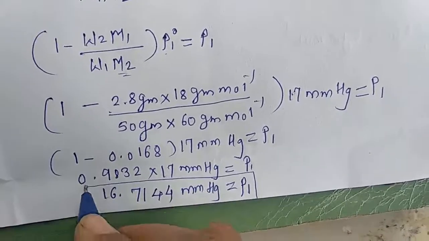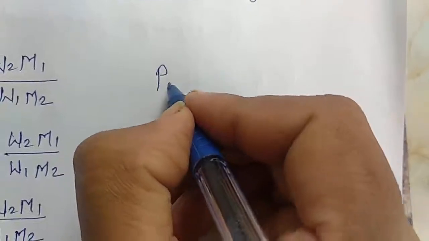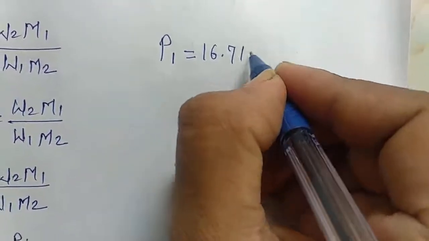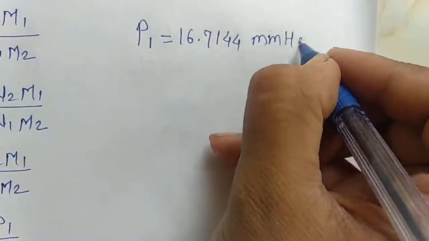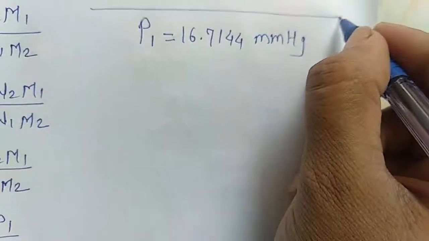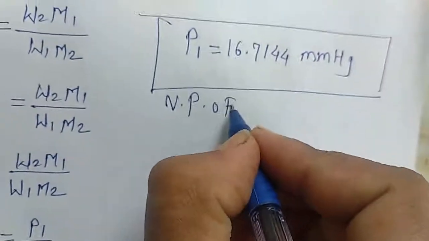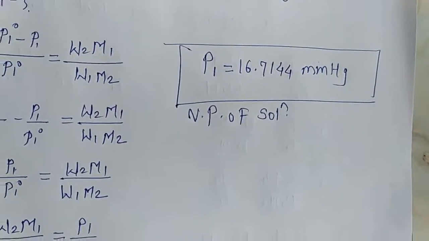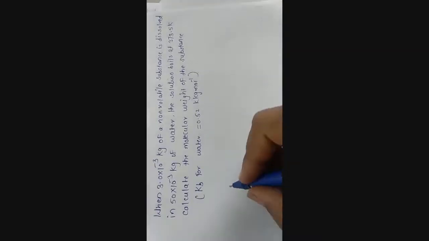Okay, so here we are getting the value for P1 is equal to 16.7144 mm Hg, that is the vapor pressure of solution. Okay. So let's start the next problem.